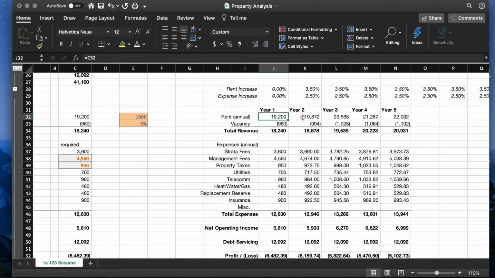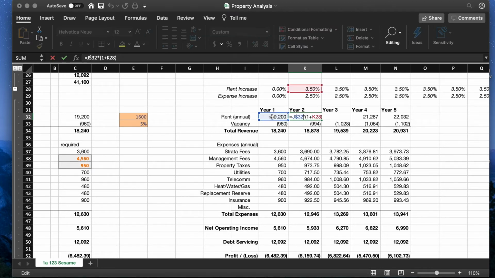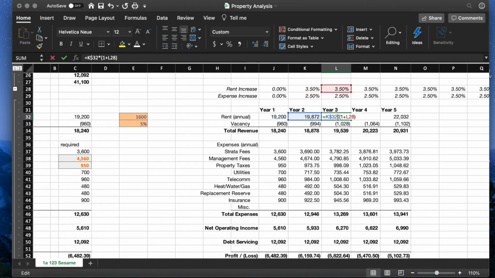So, year two, we see that 3.5% increase for our annual rents. And you can see a little bit of formula here. What I've done is I am grabbing the previous number and then applying that 3% to it. Same thing with our vacancy. If our rents are going up, then our vacancy projections are going up. So we're still maintaining that 5% vacancy across the board.